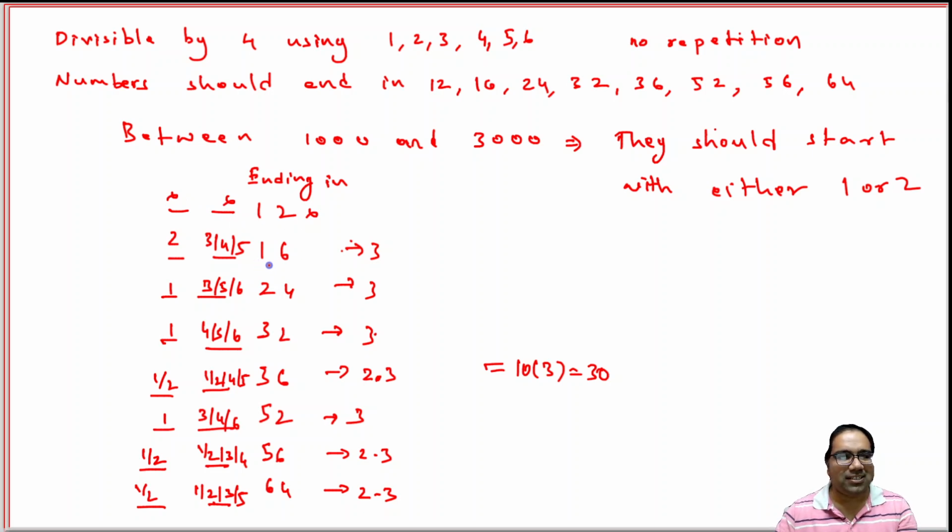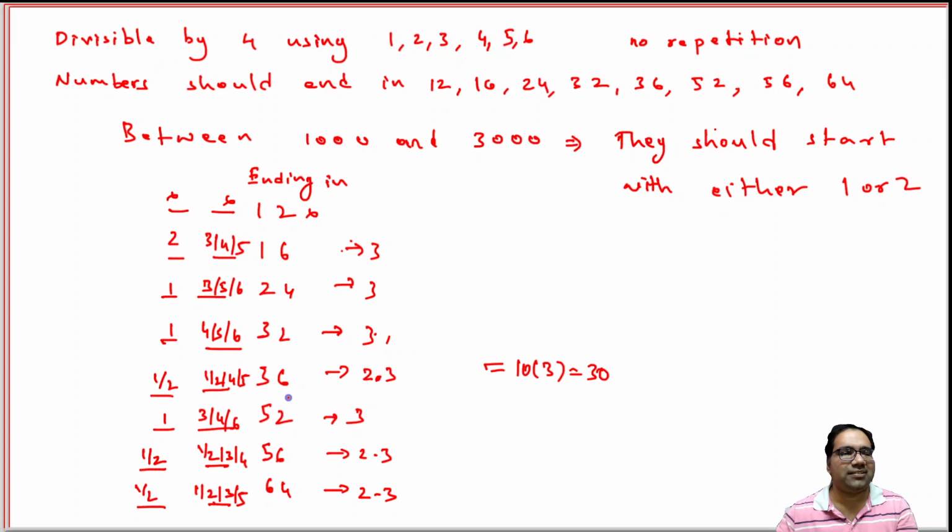Similarly, for 16, 1 we have used, so we can use 2 in the first digit and then 3, 4, 5 in the second digit. So that means we have three options. Similarly, 24, 2 we have used here, so we can use 1 here and 3, 5, 6, the remaining three numbers. Similarly, 32, 2 we have used, so we can use 1 here and the remaining three numbers here. So in these cases, we will get 3 into 3 numbers. For example, 2316, 2416, 2516, likewise.